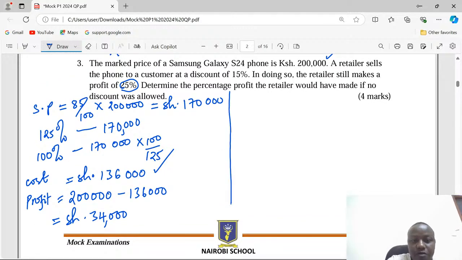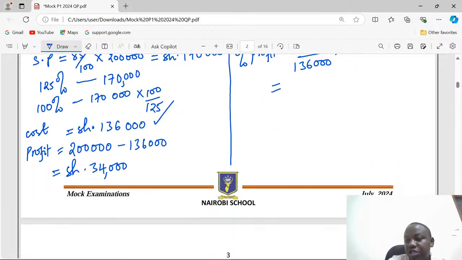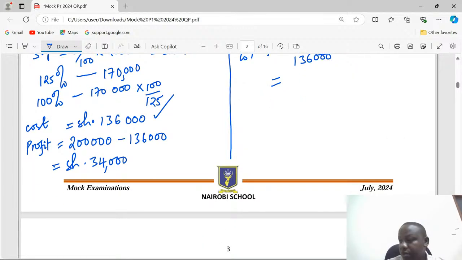Now, for us to get it as a percentage, percentage profit is usually given by profit itself divided by buying price, 136,000, expressed as a percentage by multiplying by 100. This would have been 47.06%.